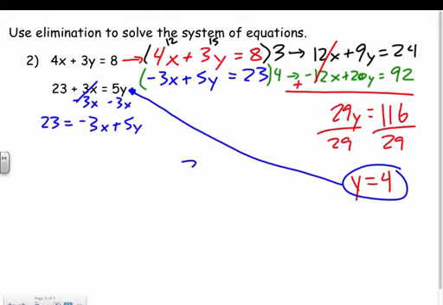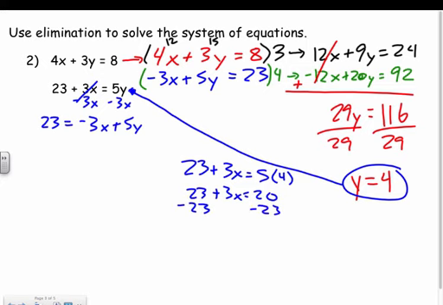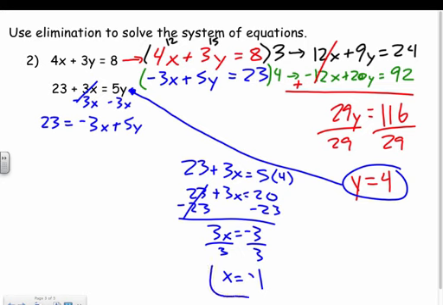So 23 plus 3x equals 5 times y, which we said is 4. And so that's really 20. So 23 plus 3x equals 20. Subtract 23 from both sides. Right, we're trying to get our x by itself. So 3x equals negative 3. And divide by 3, which gives us x equals negative 1.